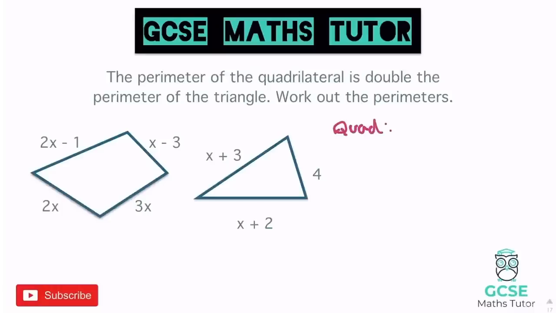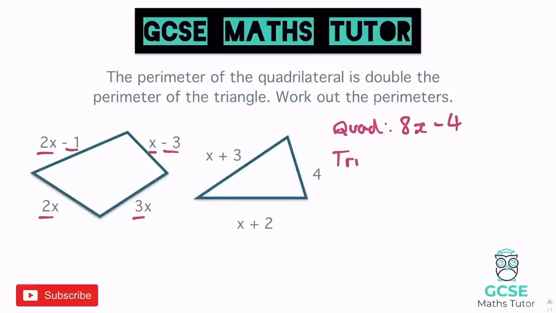So the quadrilateral, we've got lots of pieces here, so let's count up these x's to start with. We've got 2x, plus this one's 4x, 7x, plus another one is 8x, so we have 8 x's. And the numbers, we've got a -3 and a -1, and in total that is -4. So that's the quadrilateral, 8x minus 4, and that's an expression for the perimeter.